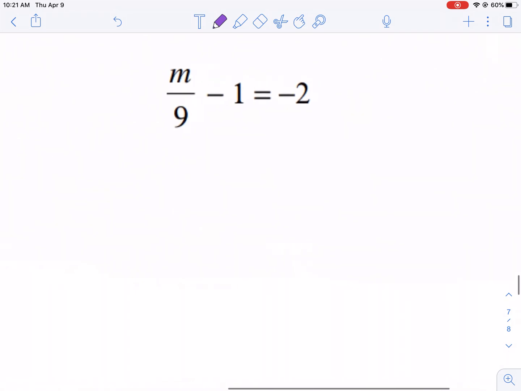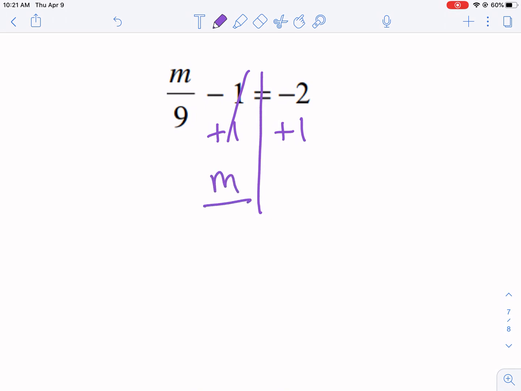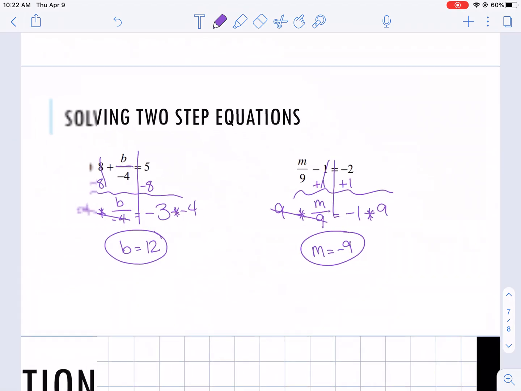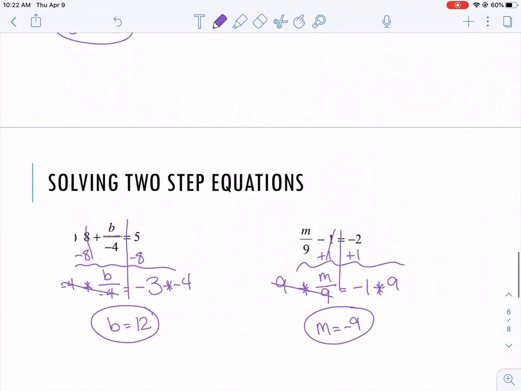All right, last example. So first step, add 1. So m divided by 9 equals negative 1. We're going to multiply both sides by 9 to get rid of the divide. M equals negative 9. All right, so there is reviewing solving equations.